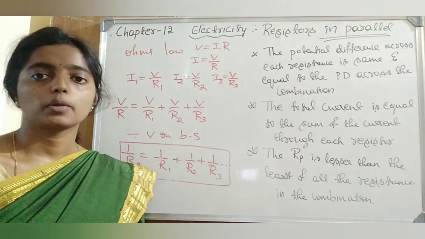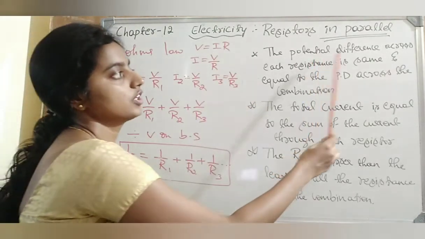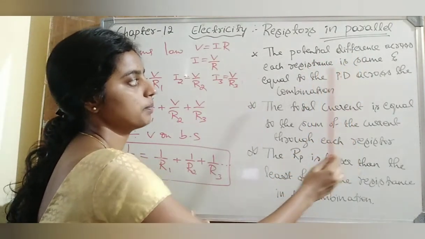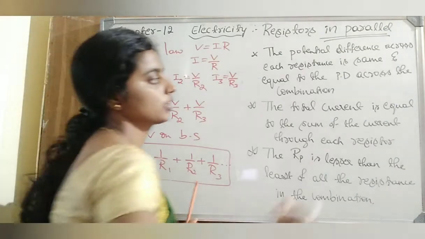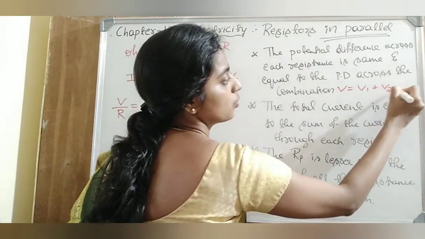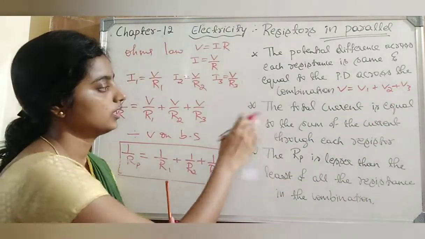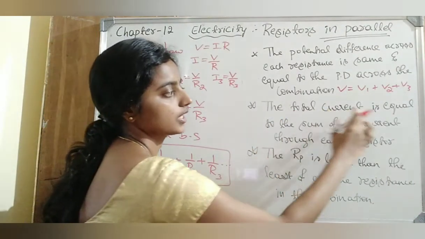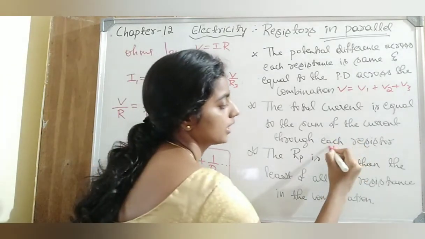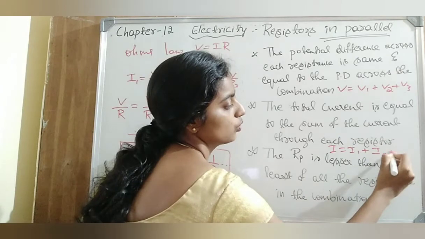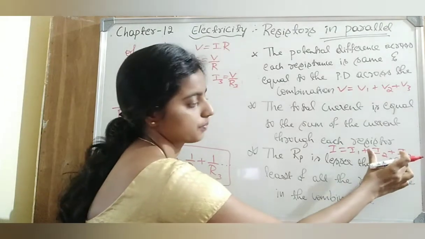We will recall the points we learnt under resistors in parallel. The first one: the potential difference across each resistance is the same and equal to the potential difference across the combination. That is nothing but V is equal to V1 plus V2 plus V3, and we saw all the V's are the same. The second point is the total current is equal to the sum of the current through each resistor. That is I is equal to I1 plus I2 plus I3. Here we got all three different values of current.